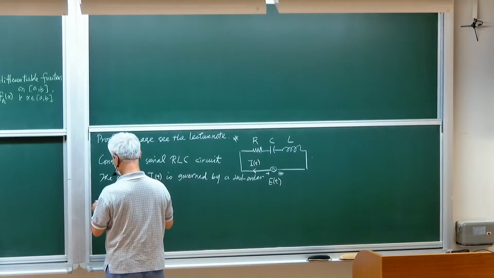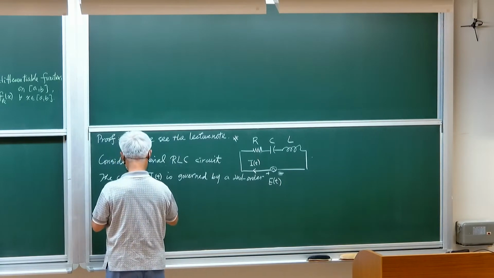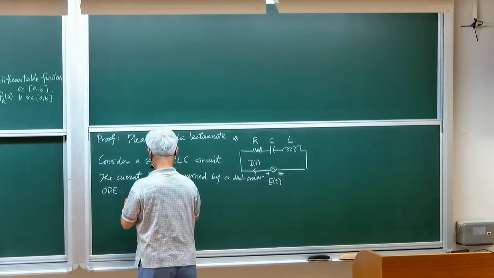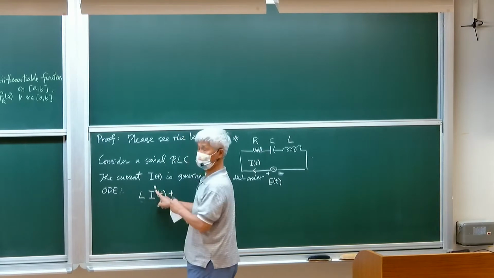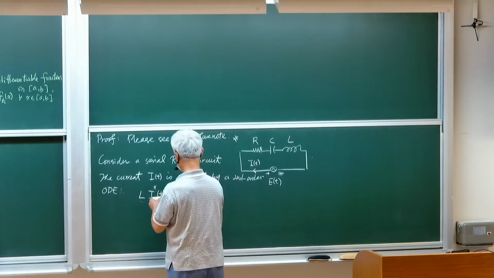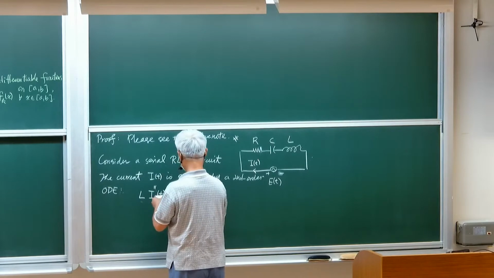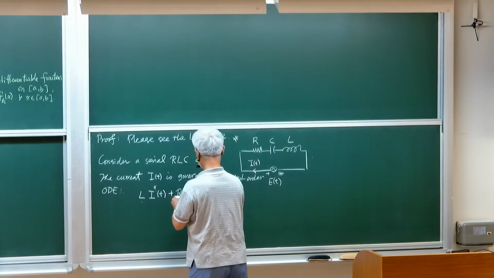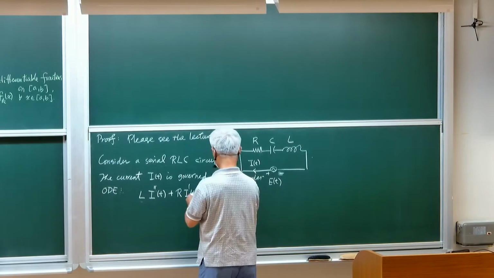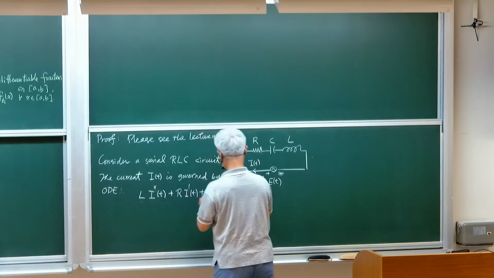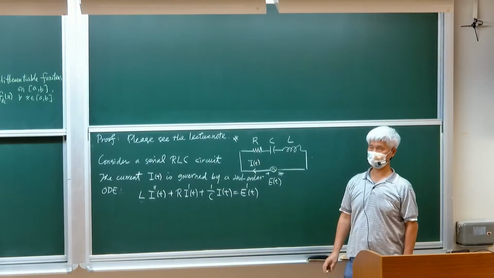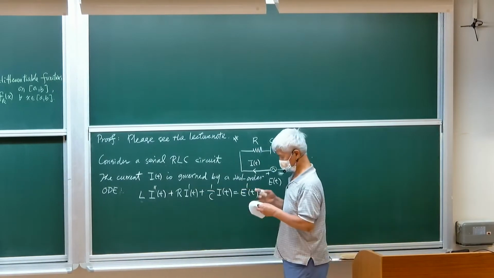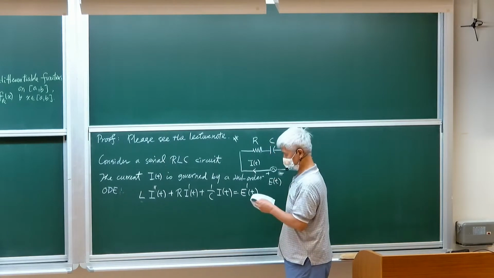All right, so we know that the inductance times the second derivative of the current signal plus the resistance times the first derivative of the current plus 1 over the capacitance times the current is equal to the derivative of the voltage signal here. Okay, so we have this one.